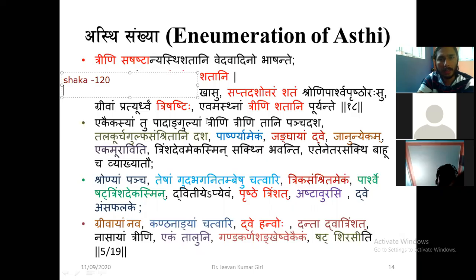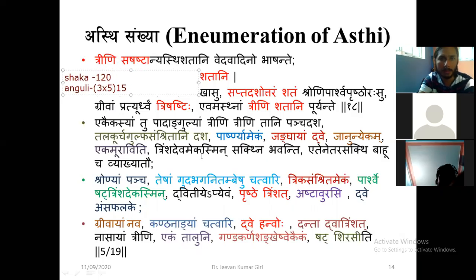एकैकस्या तु पादांगुल्यां त्रीणि त्रीणि तानि पंचदश. Now see, in each digit there are three bones. So total how many? Panchadasha, that is 15. So anguli, how many are there total? 15. That means 3 in each, so 3 into 5. I have made the table in the next slide, so you can copy from there.